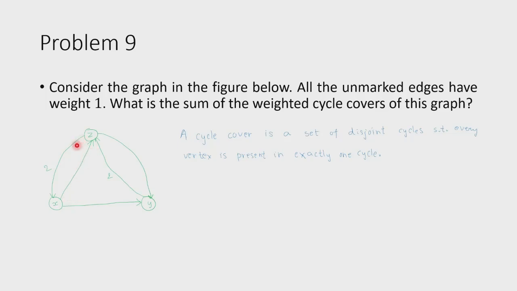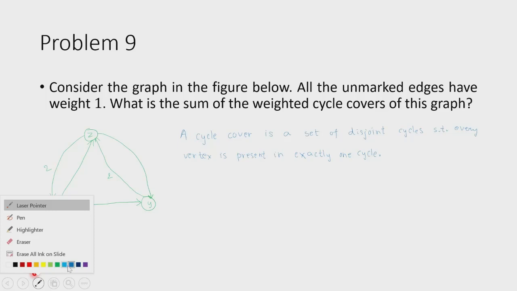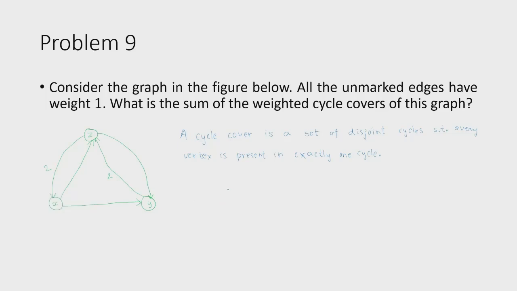So okay, let's say the cycle cover has this edge. And what next edge can it have? It can have this edge. And once it has this edge, it is forced to have this edge to go back to Z. So this Z to X, X to Y, and Y to Z is the valid cycle cover. So here's one cycle cover. Let me draw this.